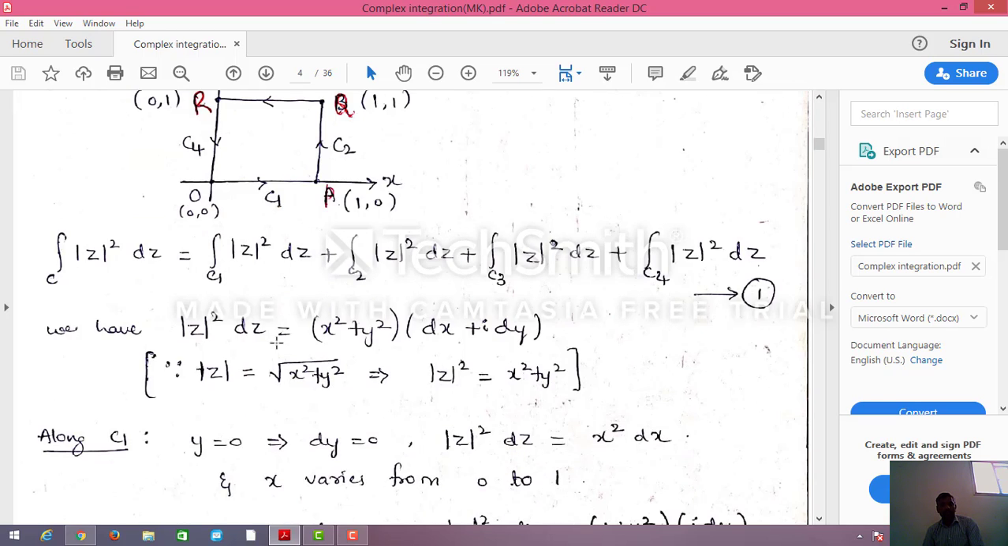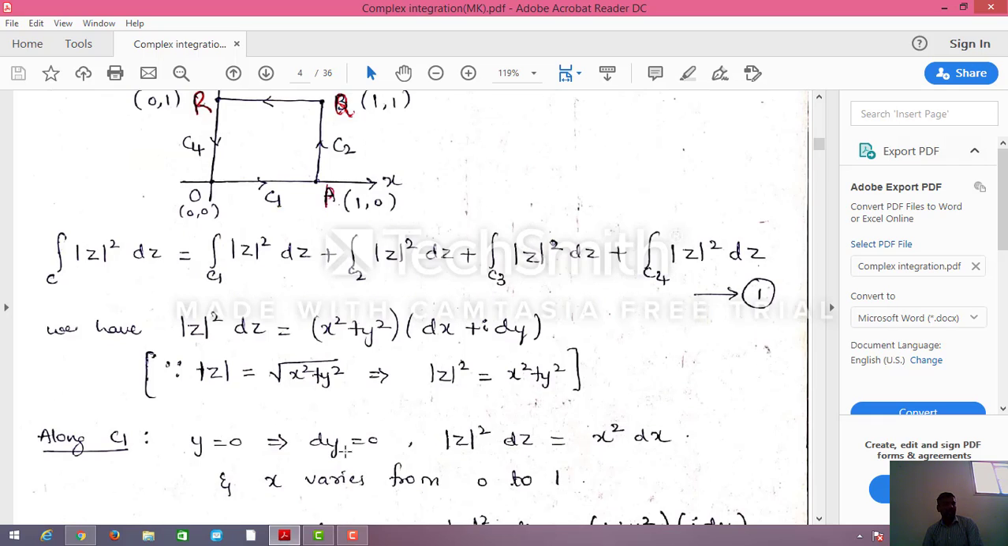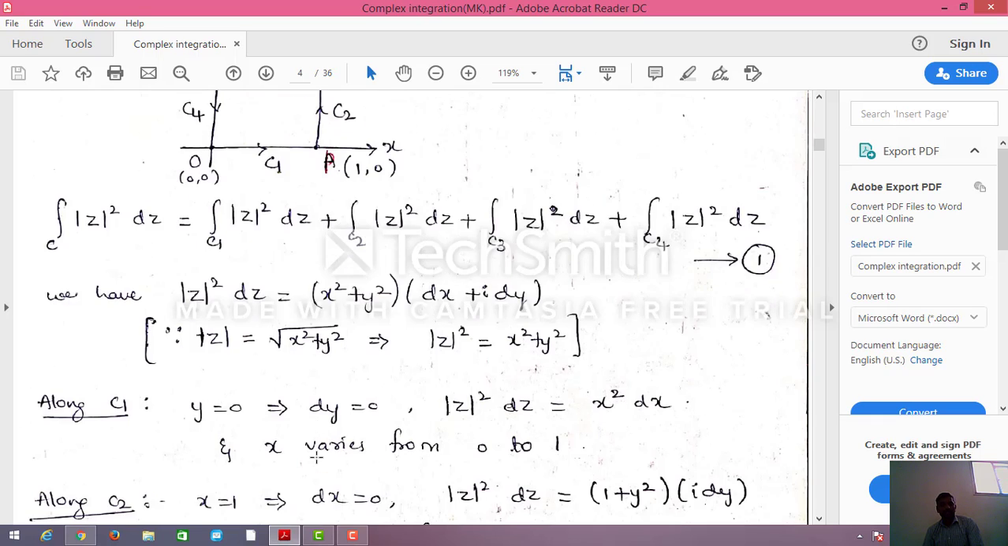Now along those 4 curves we are finding this. First along C1. What is that C1? Along C1 is the x-axis. X-axis means how do you write? y equals 0, dy equals 0. Here the dy term should be 0. If the dy term is 0, I will take limits in terms of x. That is clear. Next, modulus of z square is x square plus y square into dx plus i dy. Here the x square term stays, y should be 0, dy should be 0. The time I will get x square dx. So only x terms are there. That's why I'll take limits x varies from 0 to 1.